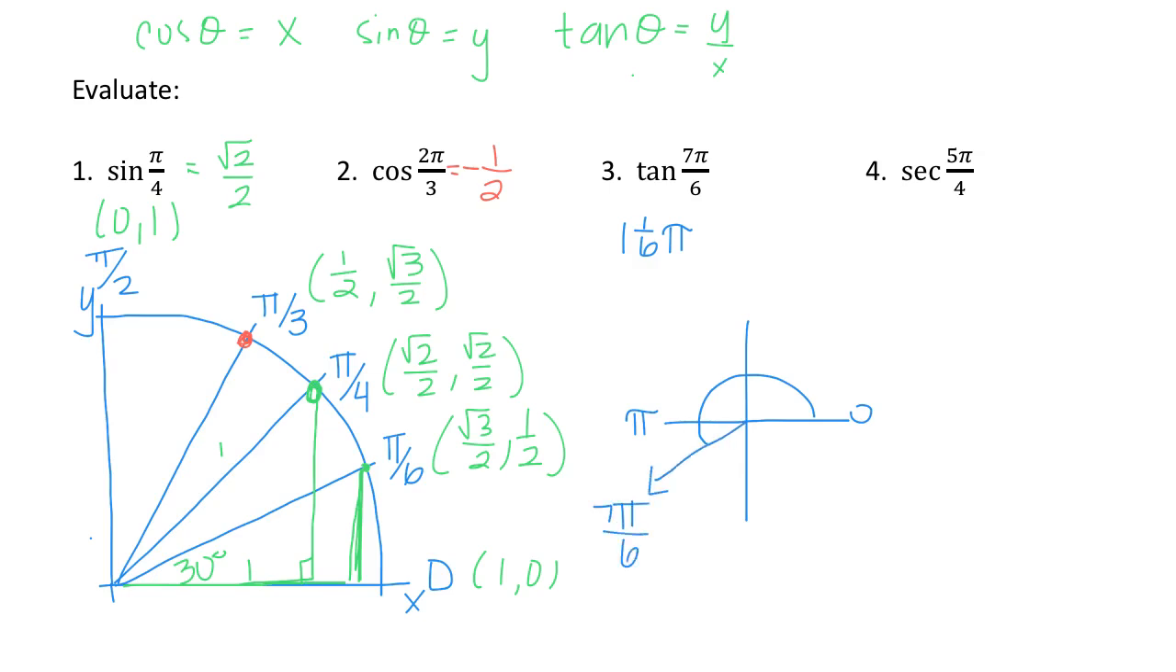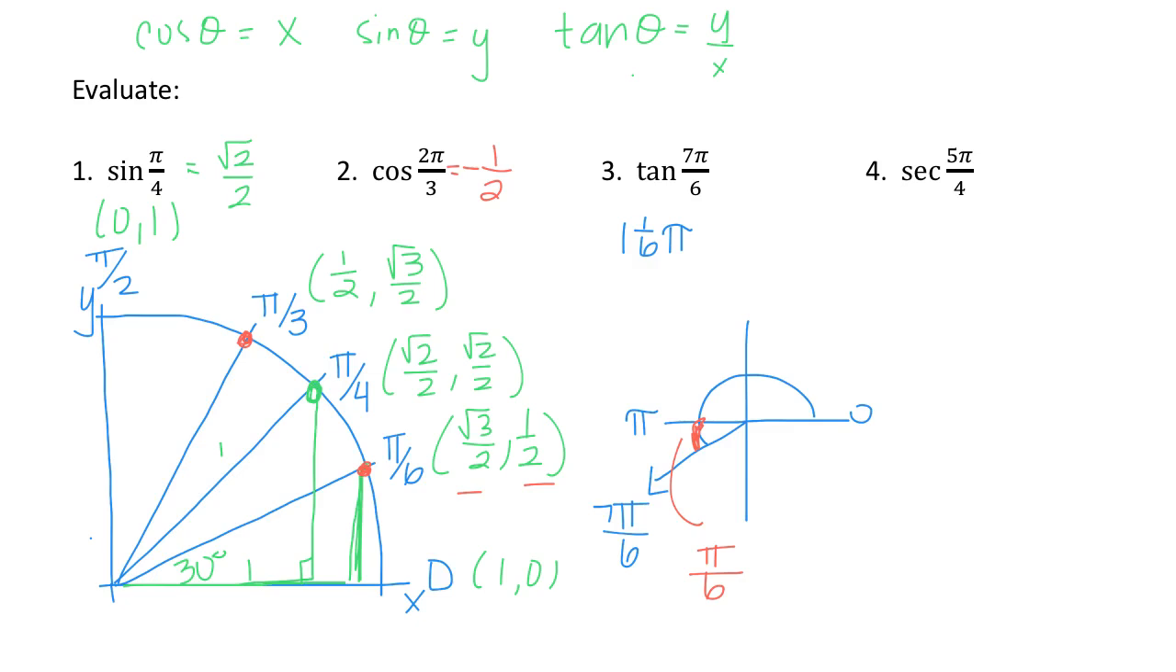I need to find my reference angle, which is just here. That distance was just 1/6, pi over 6. So I'm going to go to the first quadrant and look at pi over 6. Tangent says to take the y value and divide by the x value.